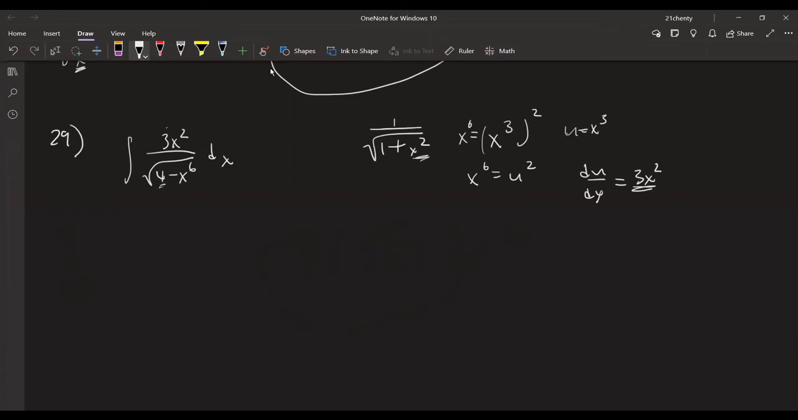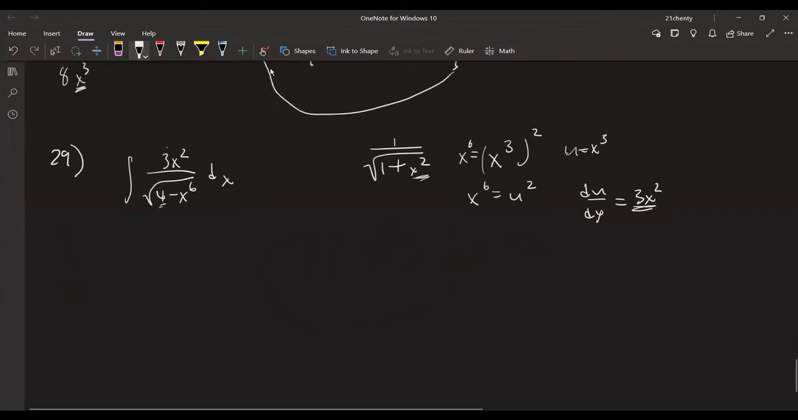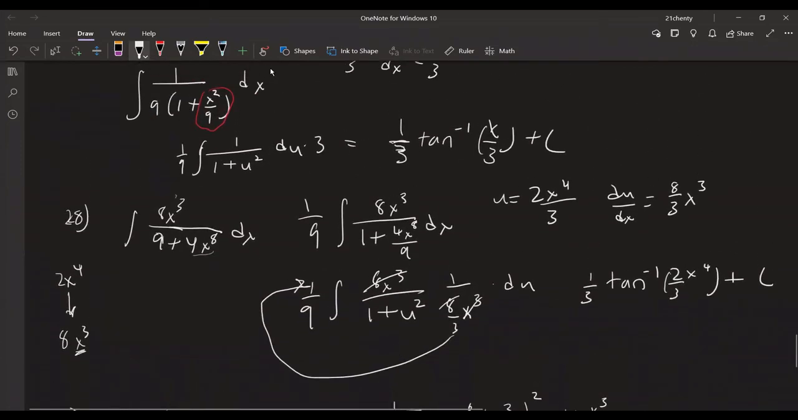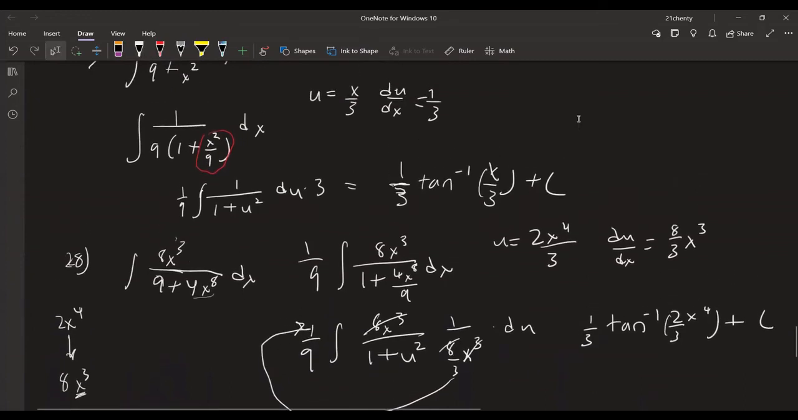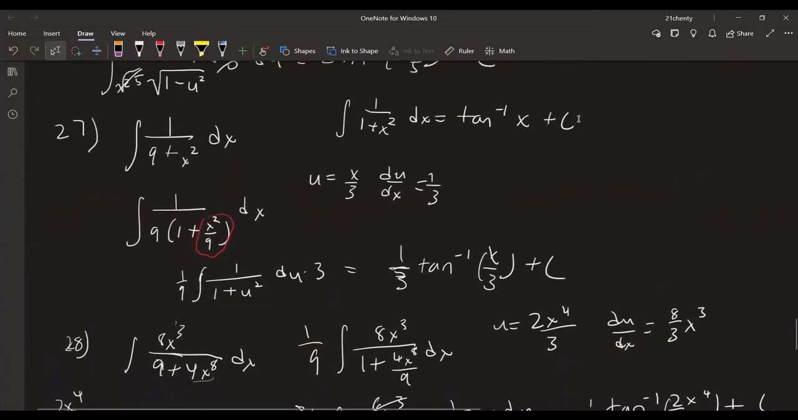We can actually do two different substitutions, and you can also do it with just one substitution. So I guess I'll just do it with one substitution. So similar to, what problem is this? Similar to 27.